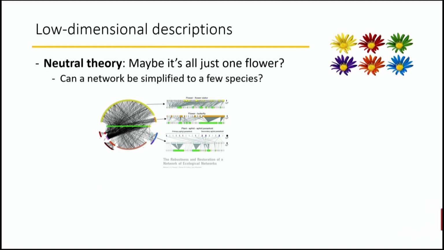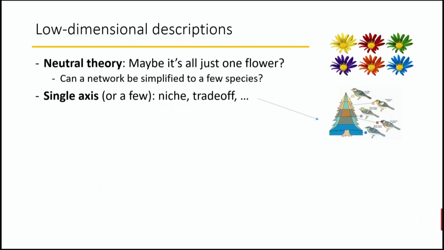And a related question is, if I have a network, and here it's actually a measured network of interactions of flowers and insects and a bunch of other things. Well, maybe all I need to do is take all these flowers and think of them as one flower, and all the insects and think of them as one, and all the parasites and think of them as just one parasite, and that really simplifies things.